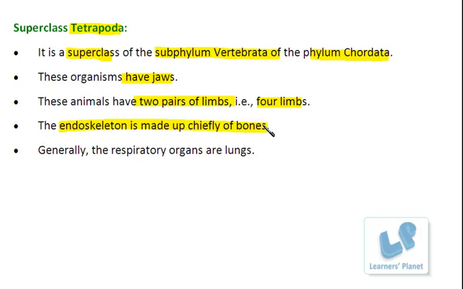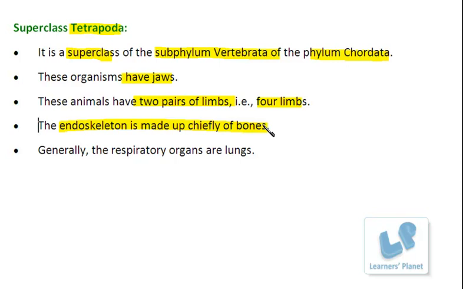Right? If you remember, in the superclass Pisces, what is there? The endoskeleton is either bony, made up of bones, or it is made up of cartilage. And this is basically the main criterion for the subclassification there, right? So this is the main difference between the superclass Pisces and the tetrapoda.